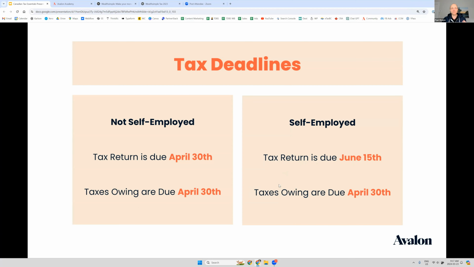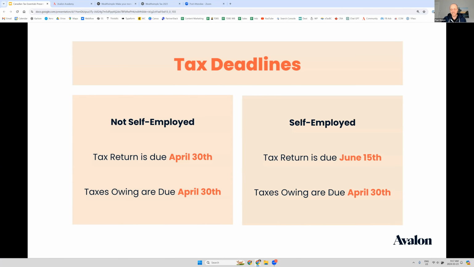I always recommend, if possible, if you're self-employed or if you're not self-employed, file your taxes and pay any amounts owing by April 30th. In this case, if you are self-employed and you just can't quite get all your information together to file your return by June 15th, you can estimate your taxes and pay the estimated amount by April 30th, and that's better than not paying anything. And then you can file by June 15th to avoid penalties.